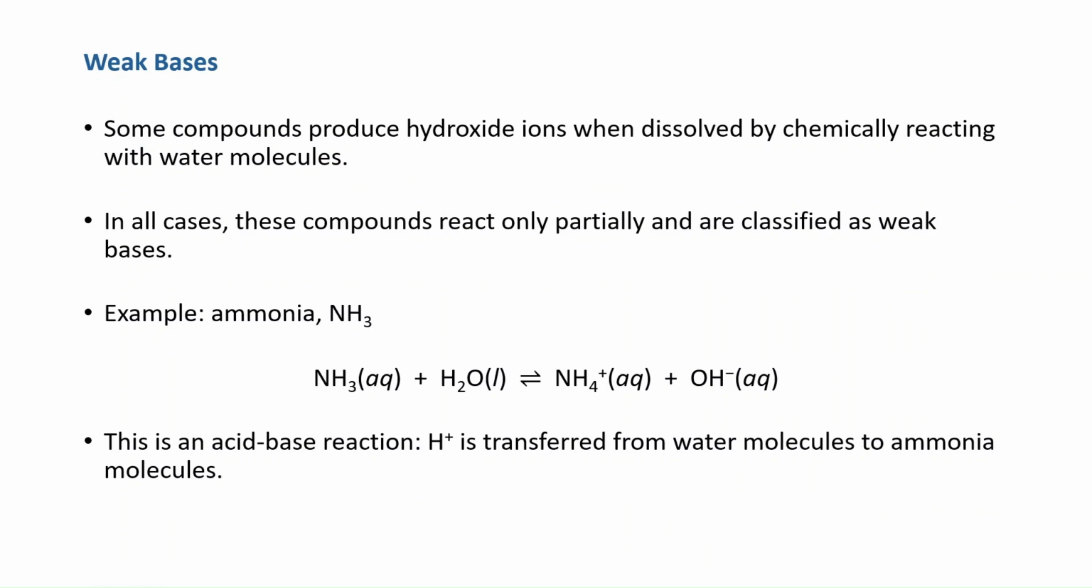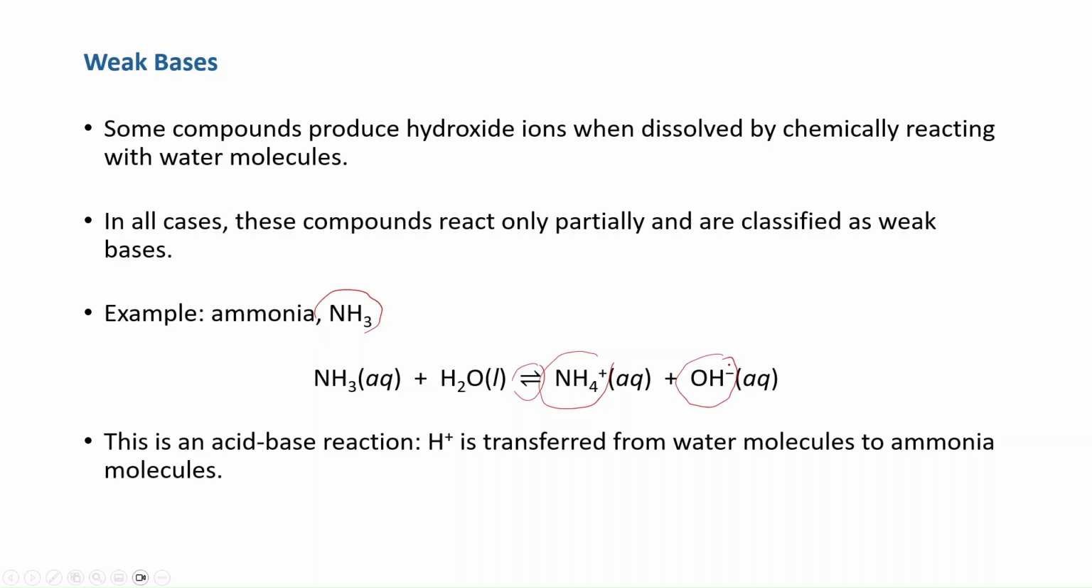Now, we have weak bases. Either they don't dissociate completely, or they don't have hydroxide to begin with, like ammonia. Ammonia is a weak base, but it doesn't have any oxygen. How can it release hydroxide? Well, ammonia reacts with water and forms ammonium ion and hydroxide. This is a partial reaction. Notice a double arrow in there. So it's weak because it's not 100% of the ammonia forming ammonium and hydroxide. But it's a base because it forms hydroxide.